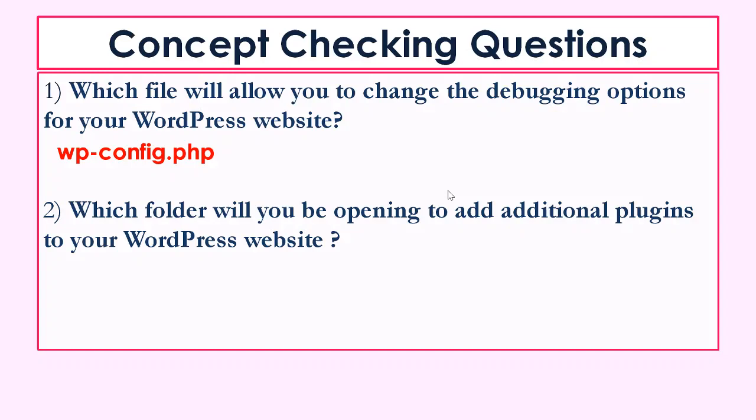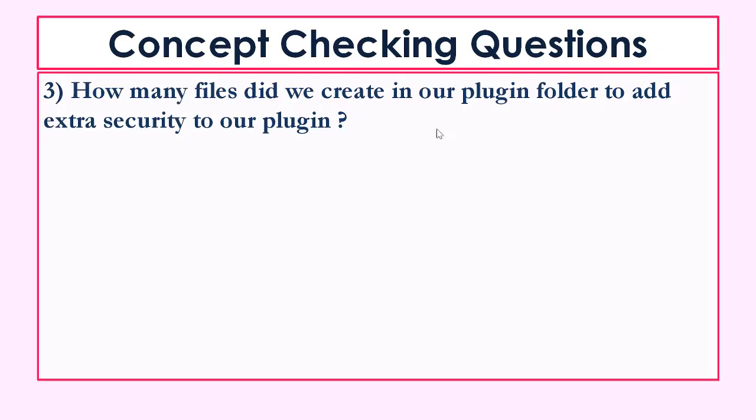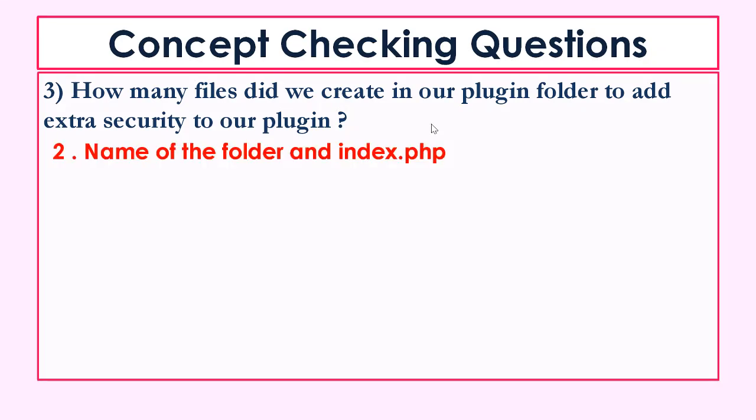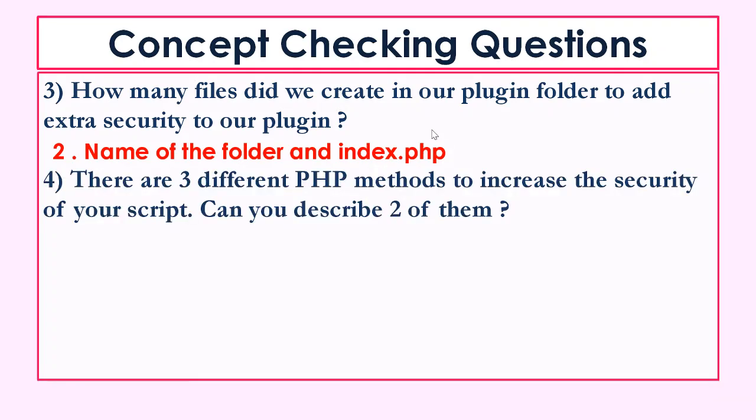Which folder will you be using to add plugins? That would be the WP content and the plugin folder. So you need to remember that is the folders that you need to be using. How many files should we be creating to create a basic plugin? Well, we should be using 2. One of them should be the main file, and it should be the name of the folder, and the second one should be the index.php, which stops direct access.